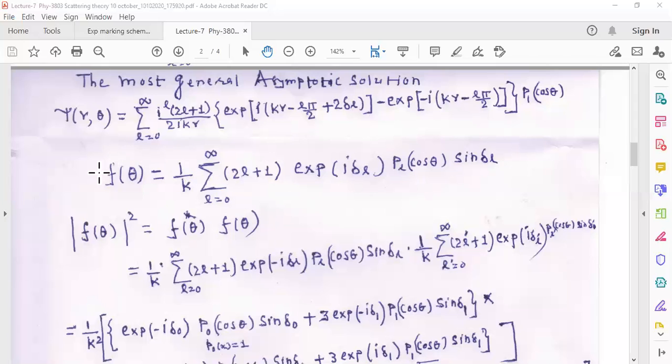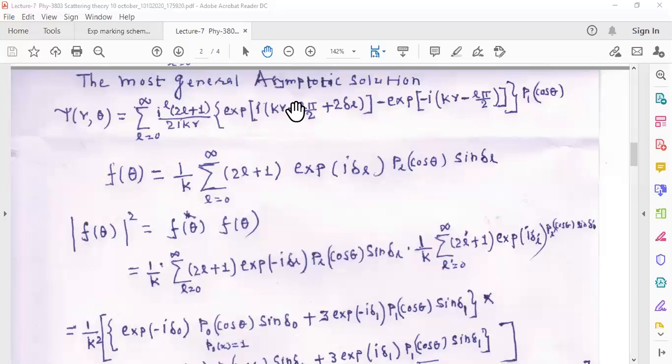So this f theta plays a very important part in scattering theory, and once you understand f theta, then you can find the differential scattering cross section, and you can find the scattering cross section. You see, f theta is basically related to the probability of scattering. If you take the mod of f theta square, that will give you the differential scattering cross section. So partial wave analysis gives you the scattering amplitude, as well as the most general asymptotic solutions, which I wrote in these two equations.